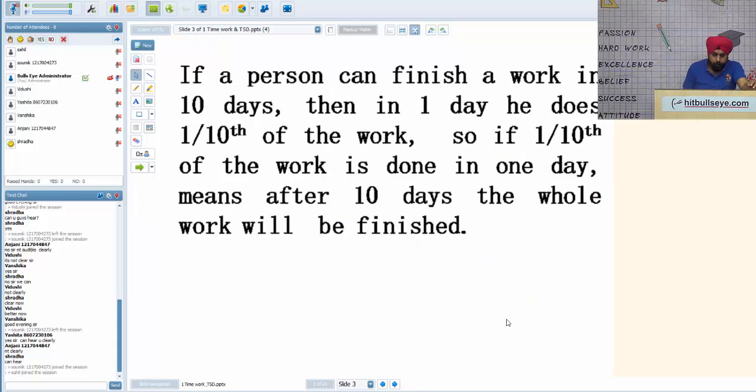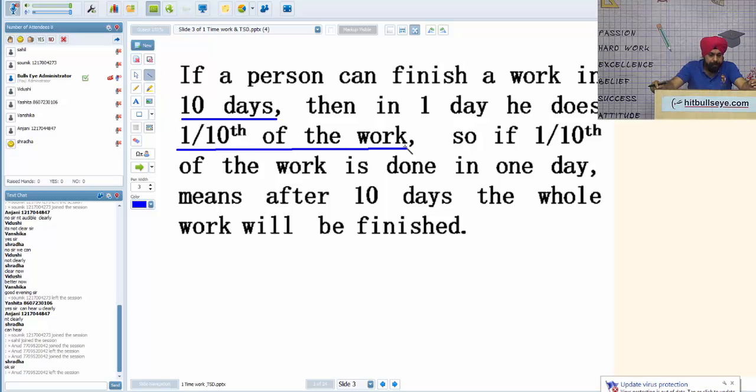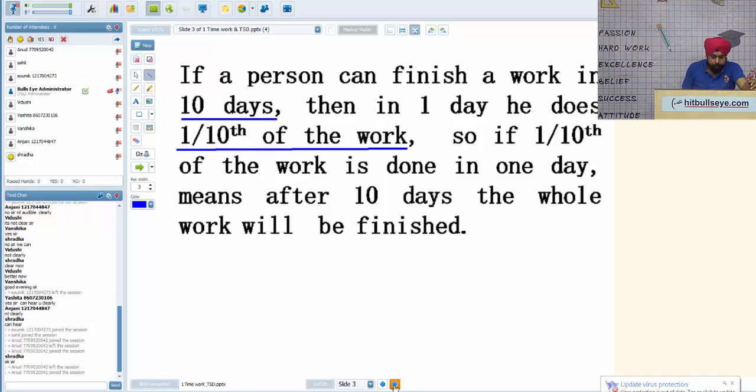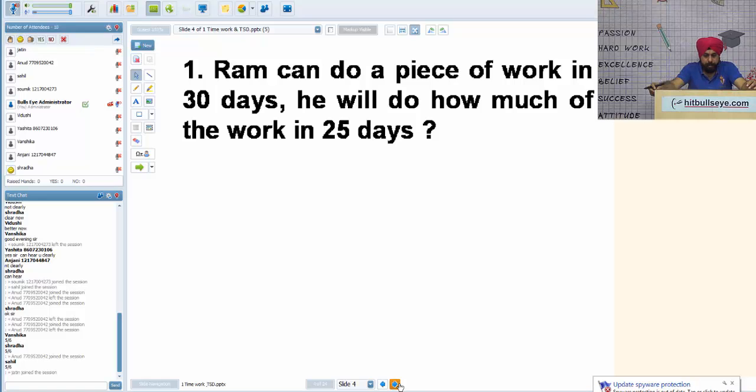So moving on, just give a reading to the students. So I think you all are able to understand it. If a person does it in 10 days, 1 day 1/10, and so on. So moving on, students, the first question. That's great. So the concept remains simple, students.